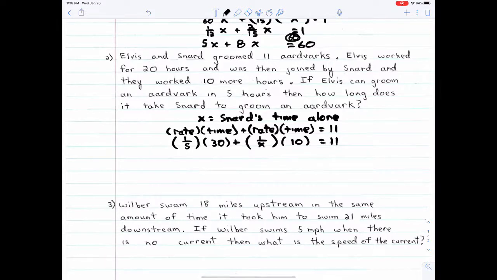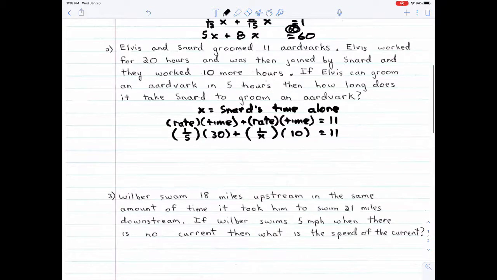Okay? Now, to simplify this, we don't need to multiply by 5x, because notice this 1/5 times 30 gives us 6. So what we really end up with is 6 plus 10/x equals 11. And then you could subtract the 6 and get 10/x equals 5, and then multiply by x and get 10 equals 5x. And obviously, you can finish it off and just get 2. Okay?